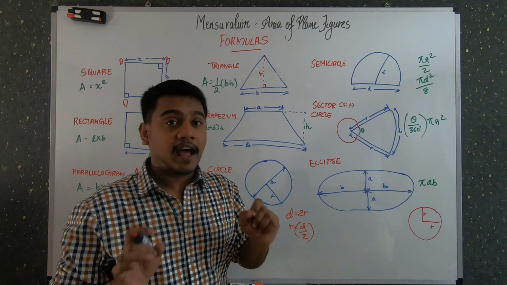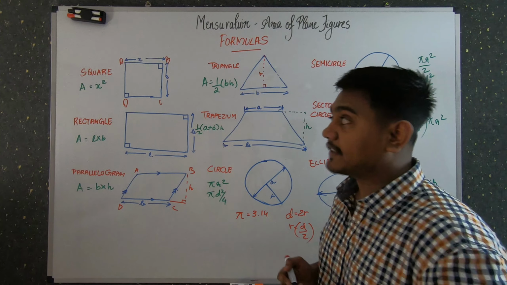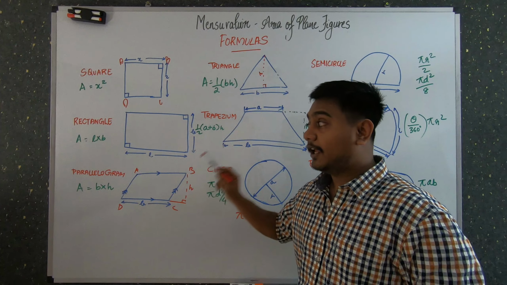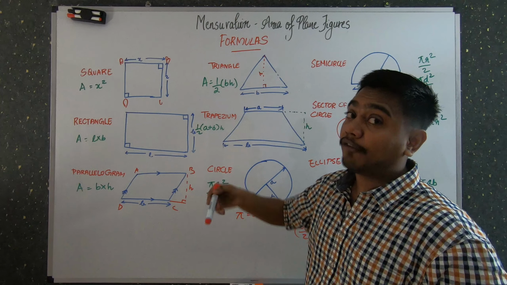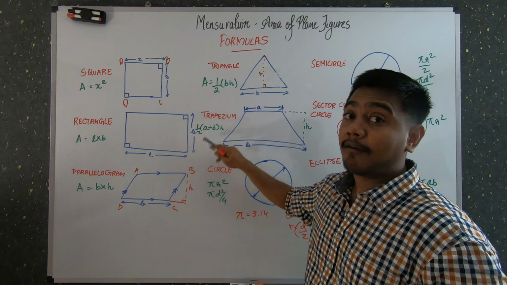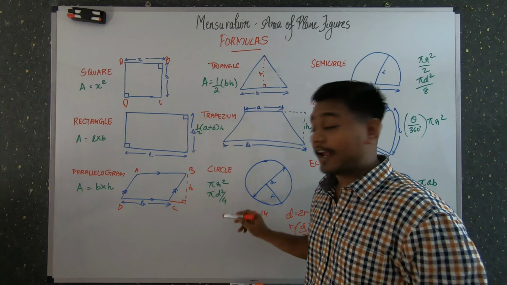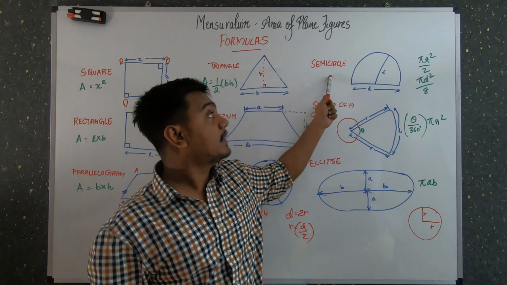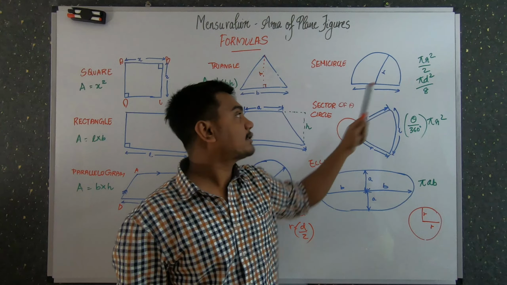So once again I will repeat all the formulas. For a square, the area is given as A equals x square. For a rectangle, the area is L into b. For a parallelogram, the area is b into h. For a triangle, it is half of the area of a parallelogram, that is half into b into h. Again, for a trapezium, which has unequal parallel sides, it is half into (a plus b) into h. For a circle, it is pi r square or pi d square by 4. And for a semicircle, it is pi r square by 2, that is half of a circle, or pi d square by 8.